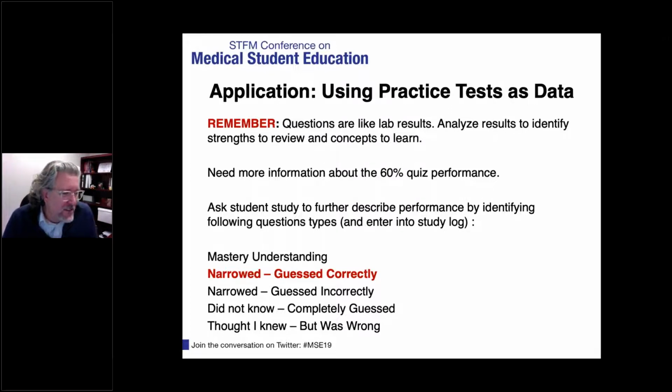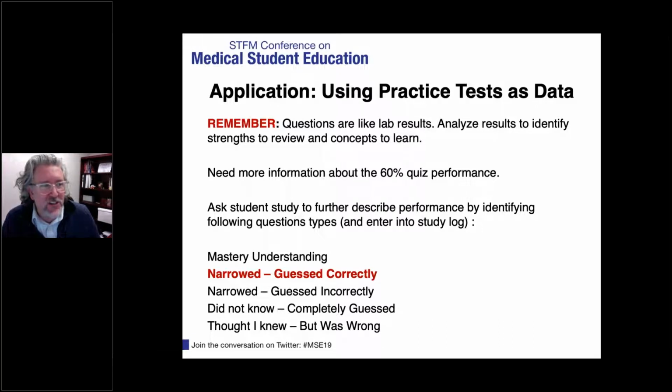But if you notice, I now have a second category, and those are the questions of narrowed, guessed correctly. Right? And from my own experience of working with learners, this is an area where most learners skip. They don't study this area, right? Because they got it right.